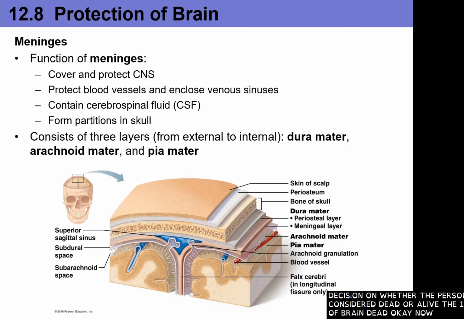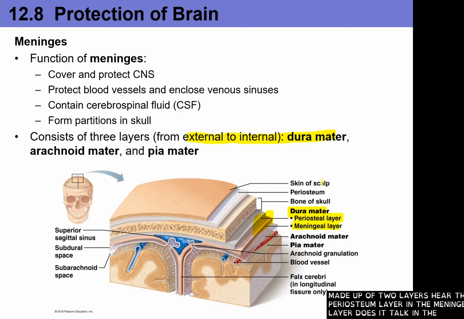Okay, now the brain needs to be protected. So it's sitting in these layers, also known as the meninges. They cover and protect the central nervous system. So we have blood vessels going through here, cerebral spinal fluid, and also forming the different partitions we have in the skull. So there are 3 layers. From external to internal, we have the dura mater. So right here, we have the dura mater. It's made up of 2 layers here, the periosteal layer and the meningeal layer.